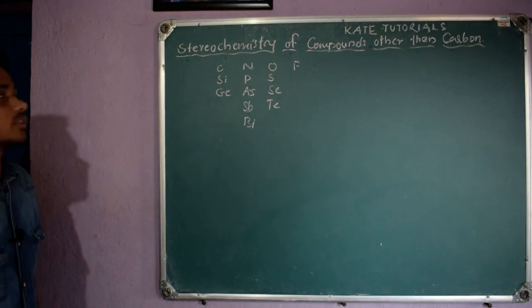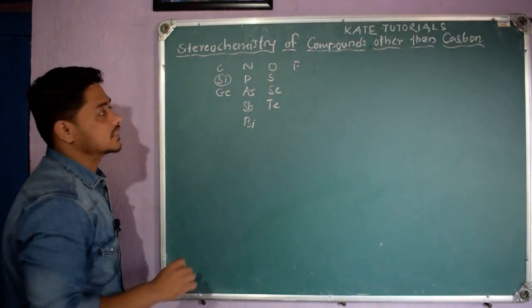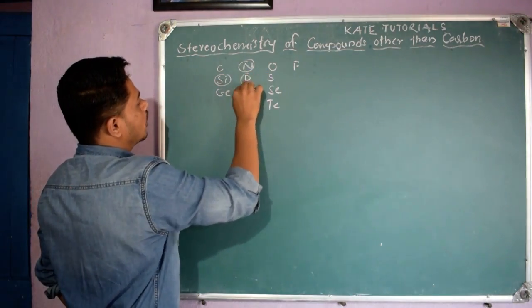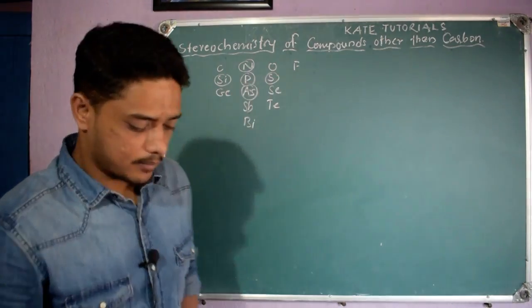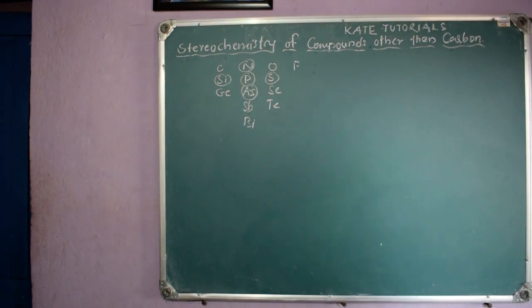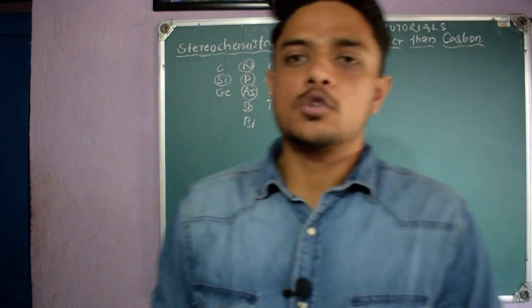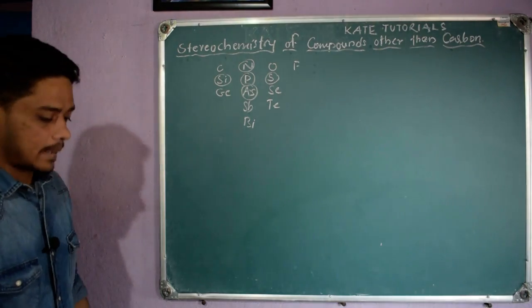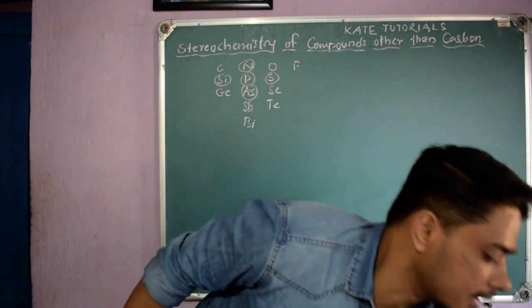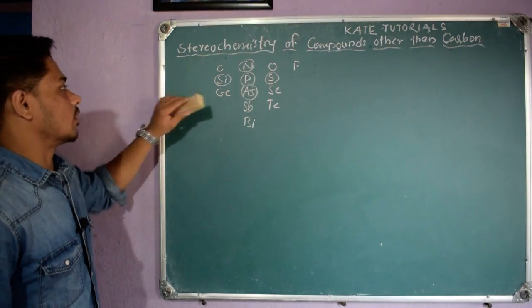So what we are going to study is, other than carbon, the stereochemistry of silicon, nitrogen, phosphorus, arsenic, sulfur, selenium, so many things. We are going to study the stereochemistry of those compounds. Selenium we can also study. This is what we are going to concentrate on in the upcoming videos. Before going further, let me give the basic information of stereochemistry.